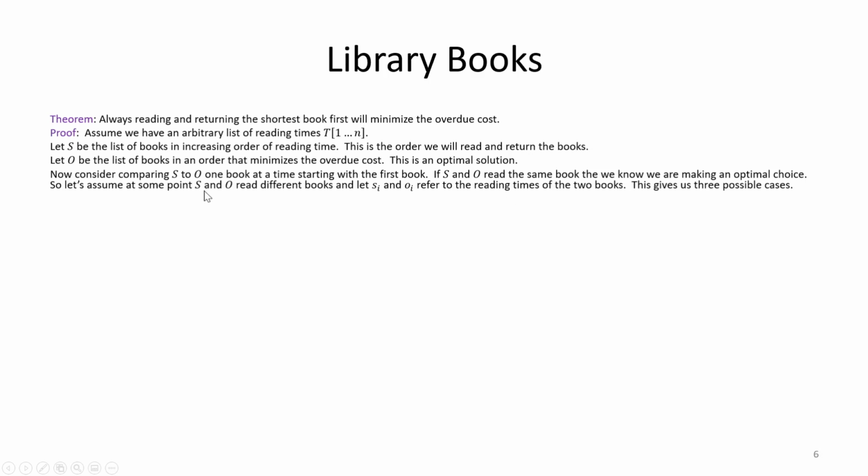Okay? So we're going down the list of books, and we get to book I. At some point at book I, we're going to read two different books. SI and OI refer to the reading times of those books.